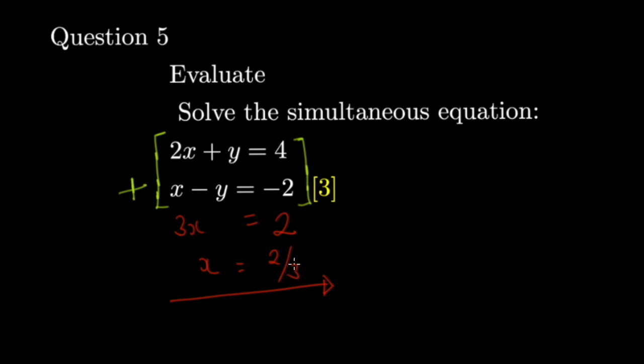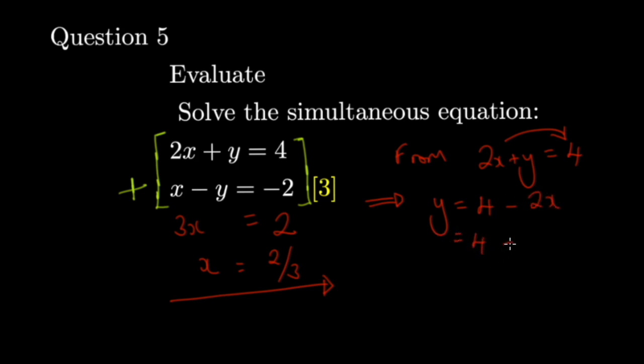But then your answer is not done. In simultaneous equations, you have to get 2 answers. You have to get the value of x and the value of y. So find the equation that's easiest to use. This one is negative, so you would have to shift y or divide by minus 1. This one is not what we want to use. So from 2x plus y equal to 4, we get y equal to 4 minus 2x, where you transpose the 2x to the other side. So 4 minus 2 times x, which is 2 over 3.